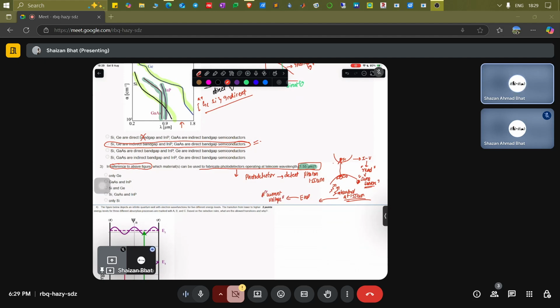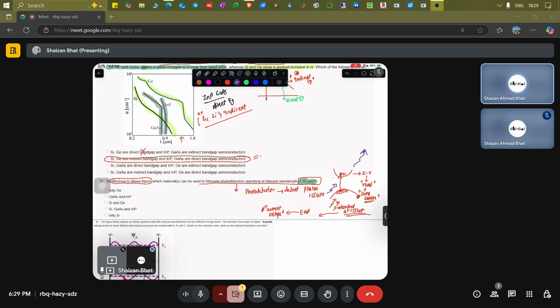Otherwise, it's not possible. Let's say, for example, if there is no absorption at 1.55, the incoming photon will just get transmitted through it, and you won't have electron hole pairs. So that means there should be absorption at that particular wavelength.